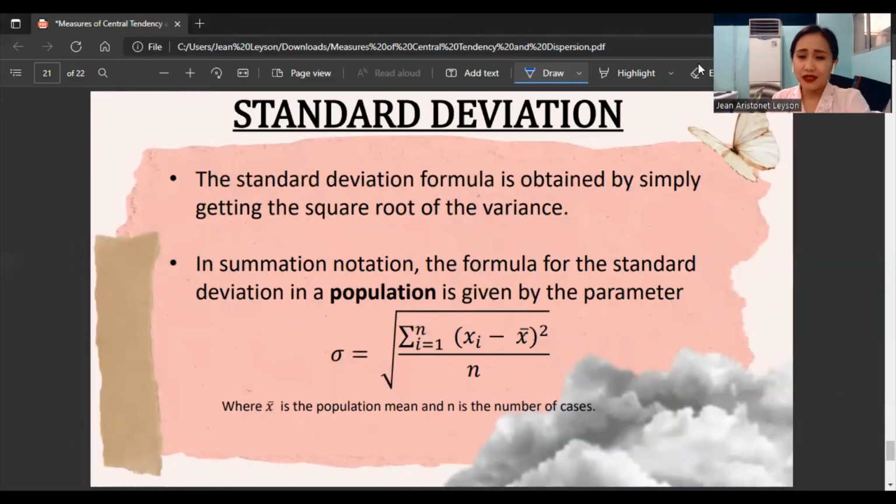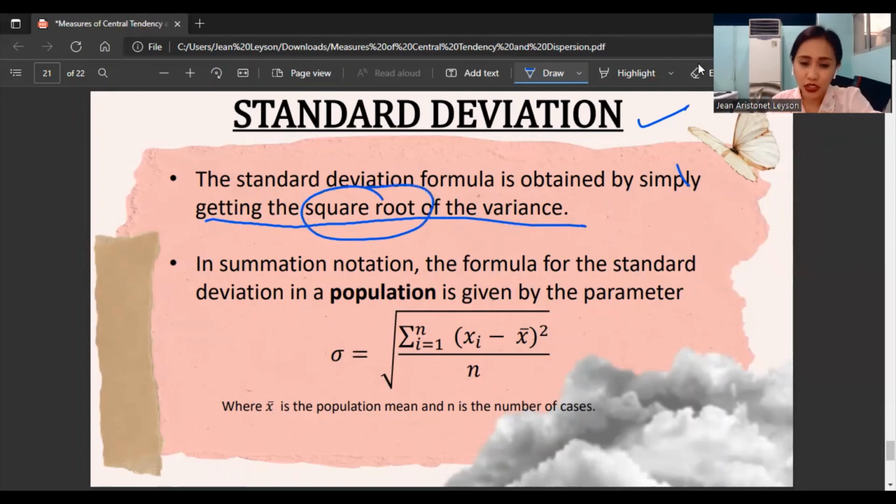So that was variance. Now we have standard deviation. As I've told you earlier, the variance and the standard deviation are related to each other. If you already have the variance, it's very easy to get the standard deviation. If you have the standard deviation, you can also solve for the variance. The standard deviation is obtained by simply getting the square root of the variance.